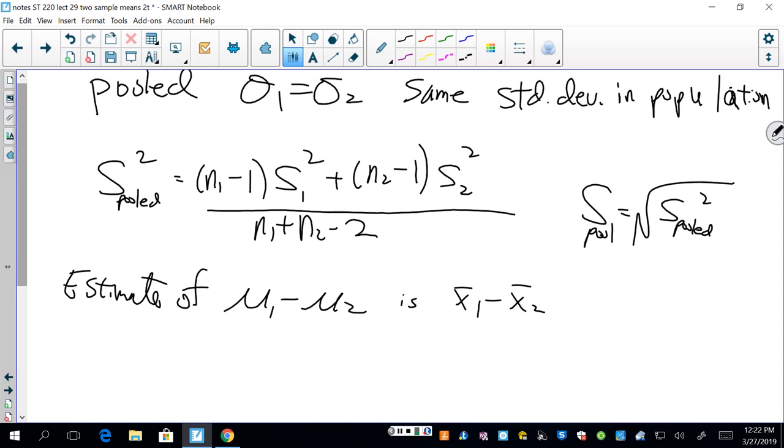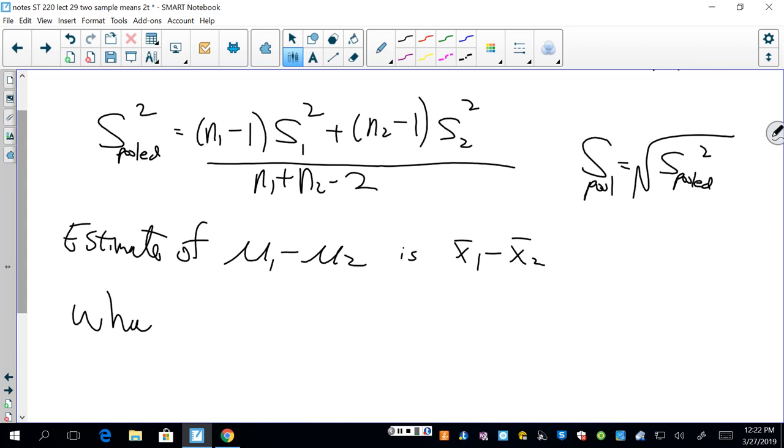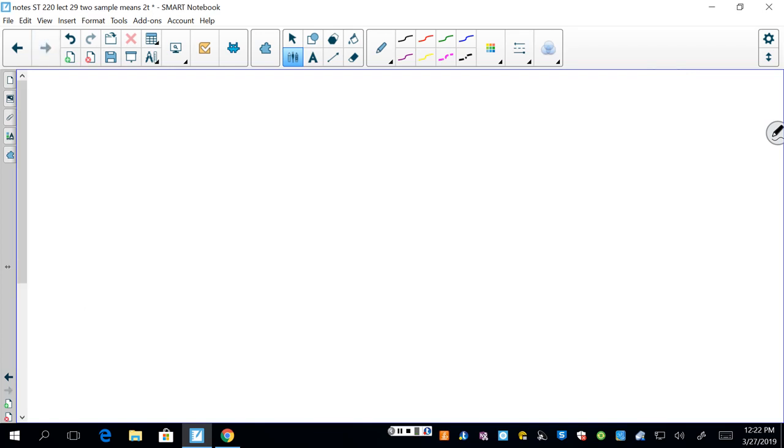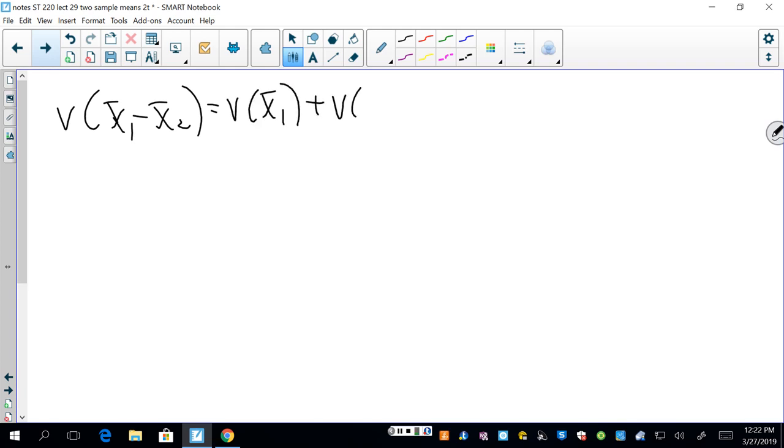There you go. So this touches back on the linear combination. The question we're going to answer: what is the standard error of that thing? The variance of x bar 1 minus x bar 2, one way to write it is the variance of x bar 1 plus the variance of x bar 2 minus 2 times the covariance of these things.